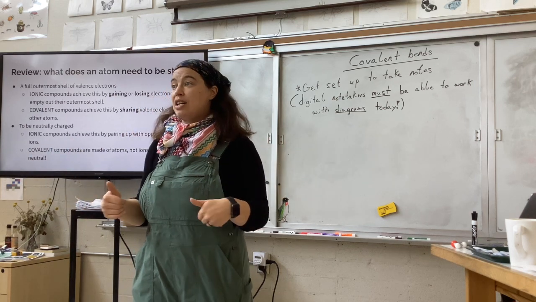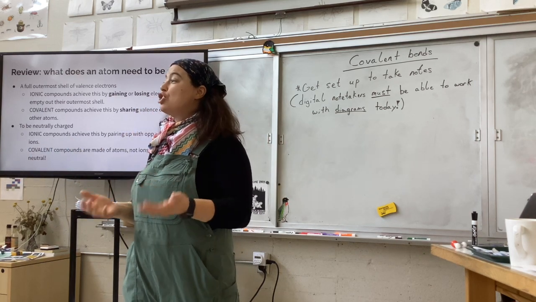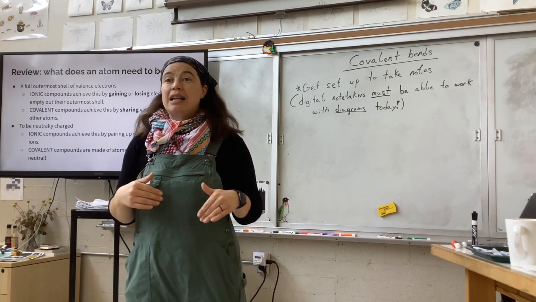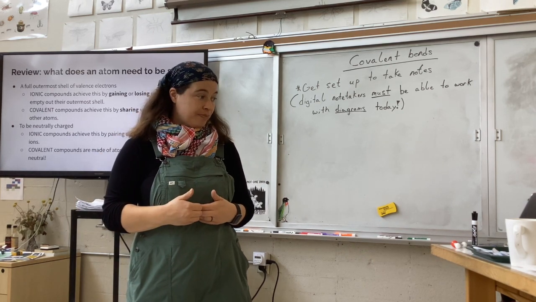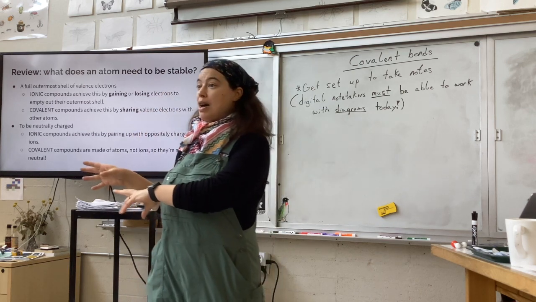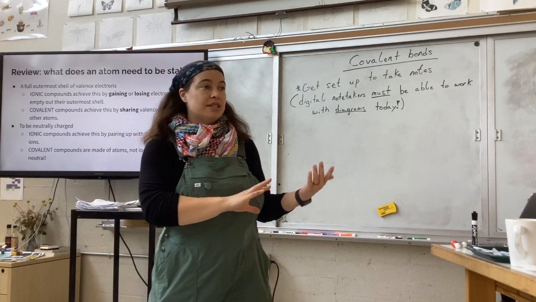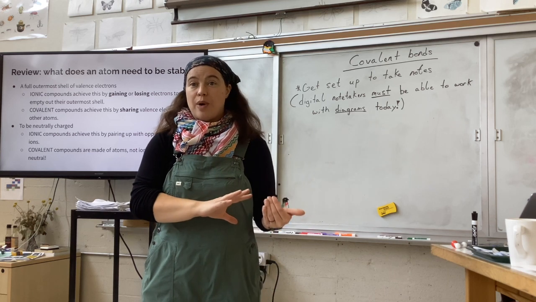For covalent compounds, this happens by sharing, right? Atoms will share electrons so that everyone ends up with a full outermost electron shell. So covalent bonds do this with sharing. Ionic bonds do this by stealing or giving away.